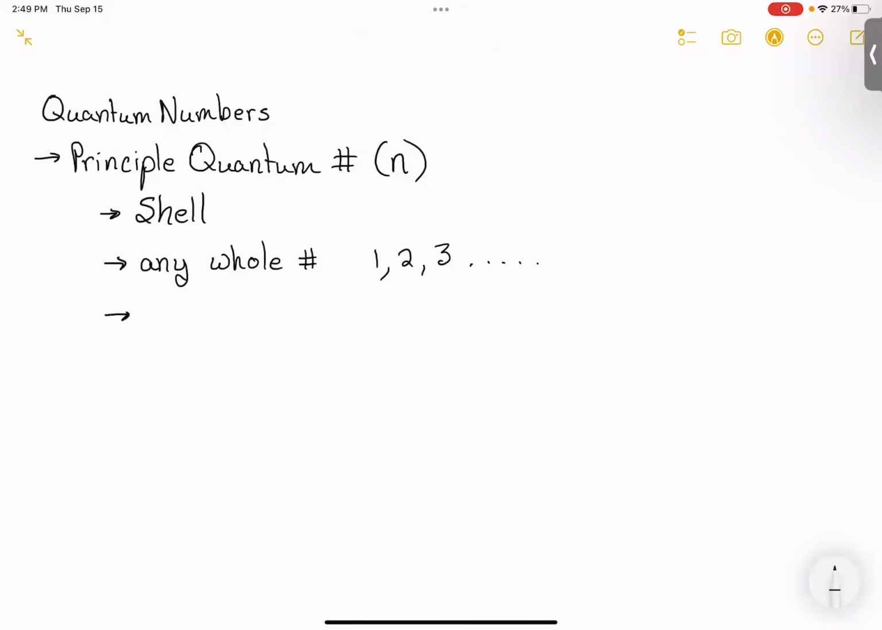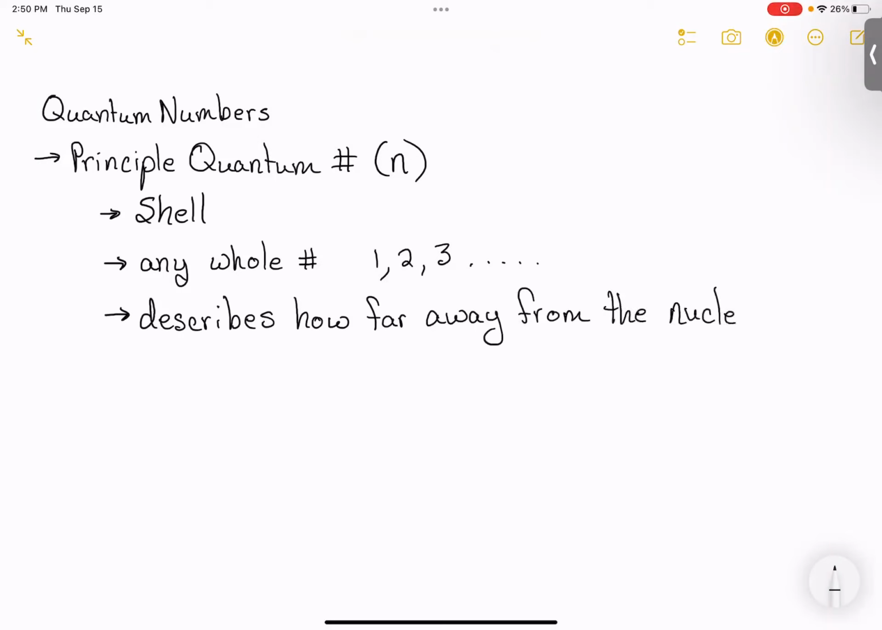And this number specifically describes how far away from the nucleus an electron resides.